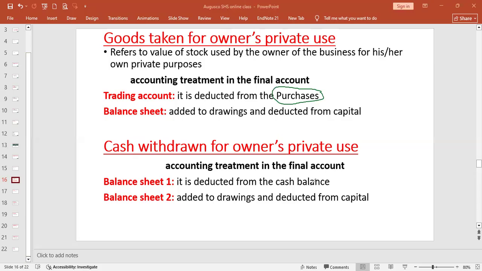If it is from the bank, you deduct it from the bank in the balance sheet. And you know that cash and bank are current assets. So under your current assets, any cash or bank balance there, you subtract the amount the owner took for his or her private use. And then again, it is treated as drawings that is subtracted from capital under the financed by section.